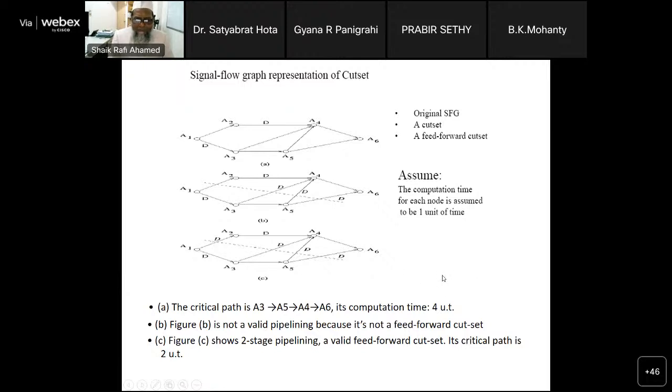feed forward cut set. So I am placing D, D, D, D. This is invalid. Here I have not placed D. So D, D, D, D. Now this is the pipelined version. So the functionality of this system remains the same as that of the original system.